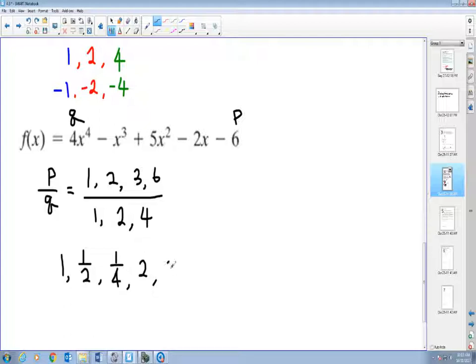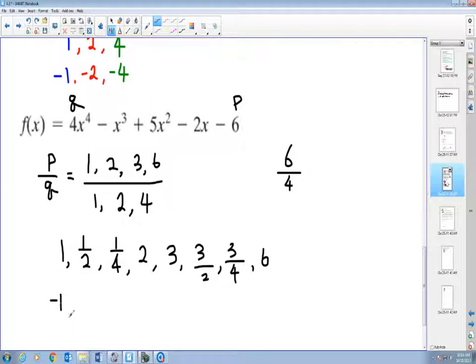3 over 1 is 3. 3 over 2 is 3/2. 3 over 4 is 3/4. Try the 6. 6 over 1 is 6. 6 over 2 is 3, I already got it. What's 6 over 4? 6 over 4 reduced by 2 will be 3 over 2, I already got it. So these are my positive ones, so I can have all the negative ones.